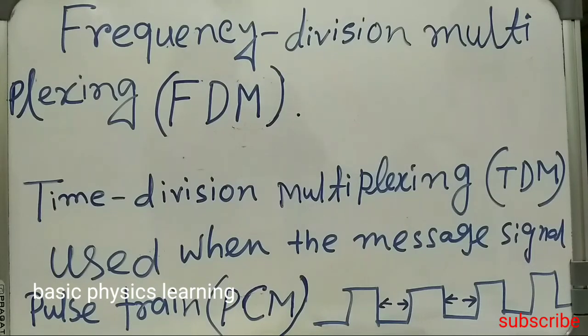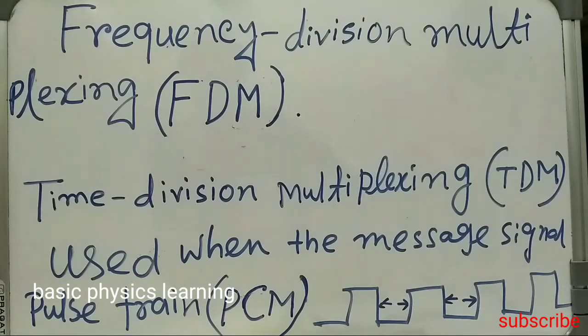I mean, at first all the message signals are taken and they are modulated with different carrier frequencies, and then they are transmitted through a single channel without overlapping. That is, first they are frequency divided, then modulated, and then multiplexed. I mean, they are all transmitted through a single channel.